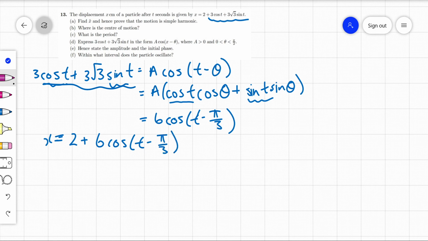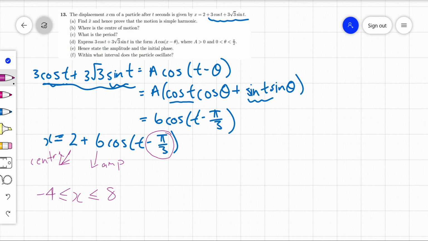So, of course, it gives us our centre. 2 is our centre, and 6 is our amplitude. If we put those two together, from 2, if I go down 6, I get to minus 4. From 2, if I go up 6, I get to 8. So it oscillates between minus 4 centimetres and 8 centimetres. This part here also gives you the initial phase. So the initial phase is negative pi on 3.